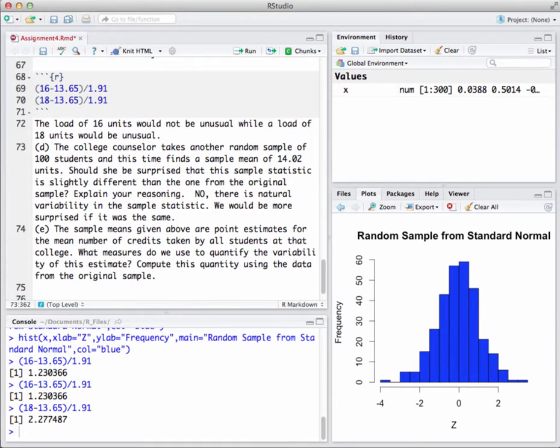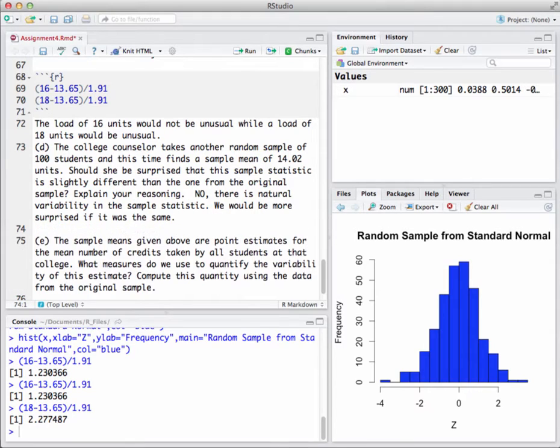And that number doesn't seem all that unusual anyway. 14.02. It was 13.65. That's not very much different, is it really? In fact, if we rounded both of those numbers off to the whole number of units, they both would come out to be 14 units on average for what the students were taking at this particular college.